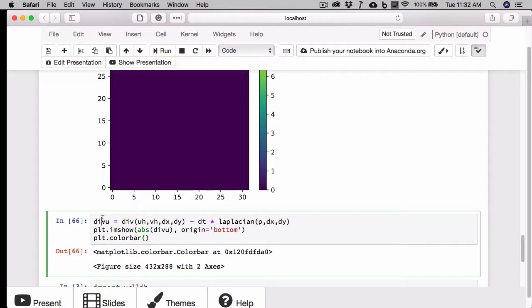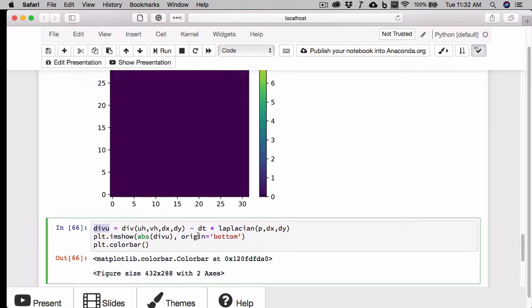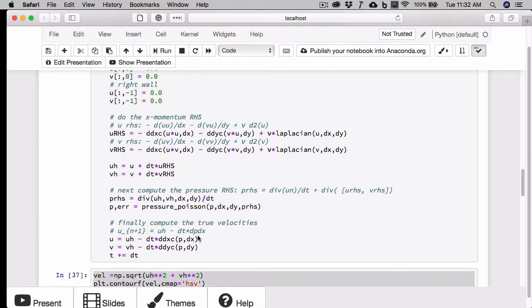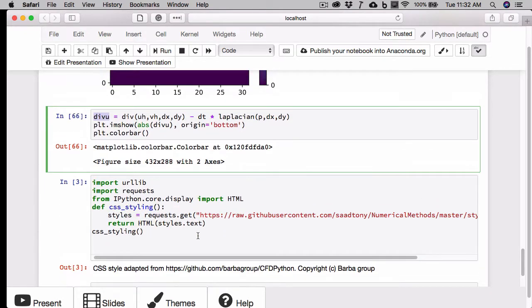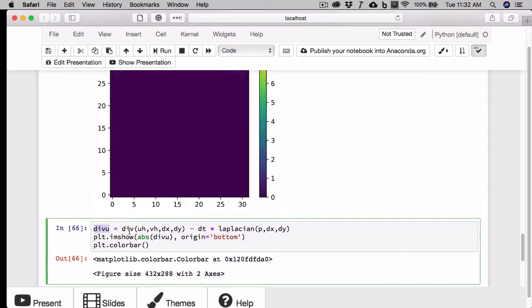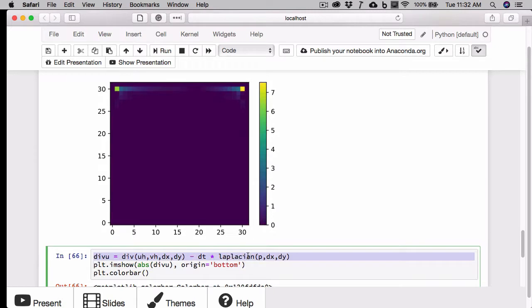So this is another div u calculation that I'm doing. And this is going to work. So this is another div u, and I'm doing here, taking the divergence of u tilde, and I'm manually subtracting the Laplacian of the pressure. Now remember, what was div u n plus 1? Okay. So we said that u n plus 1 is u tilde minus delta t grad p.